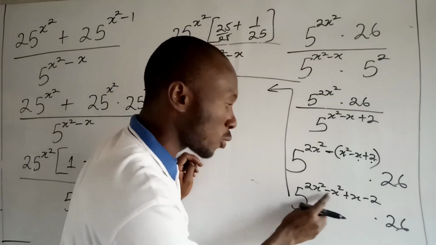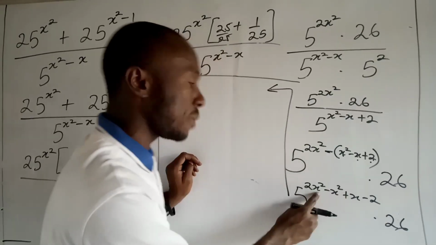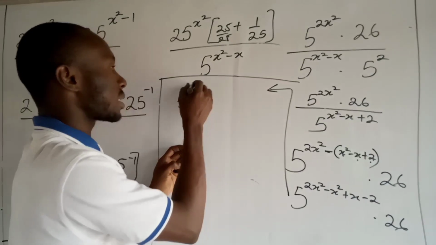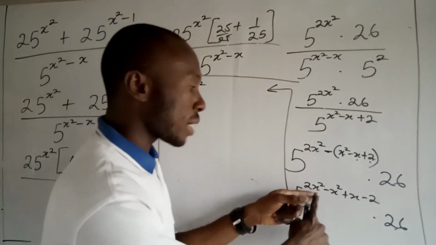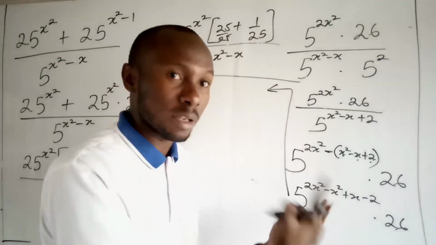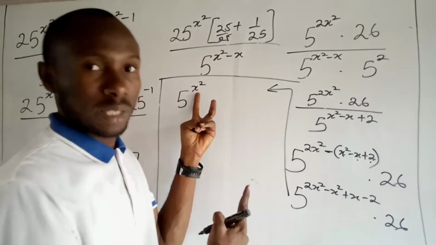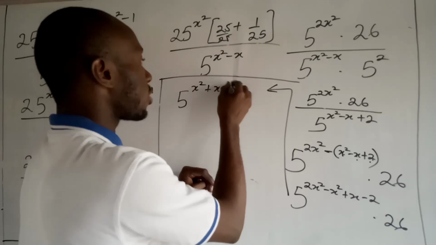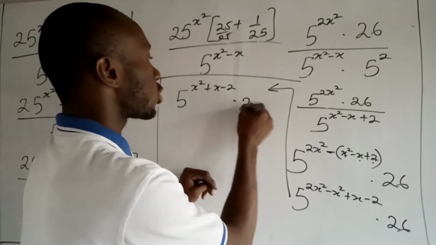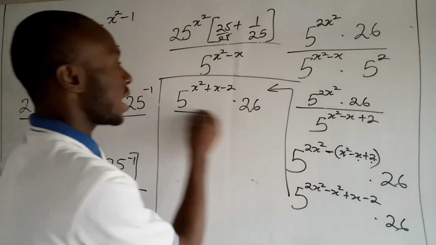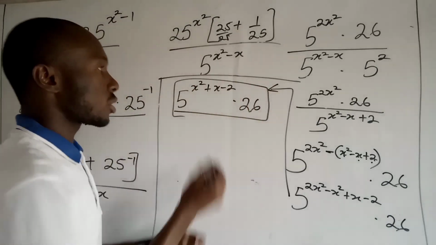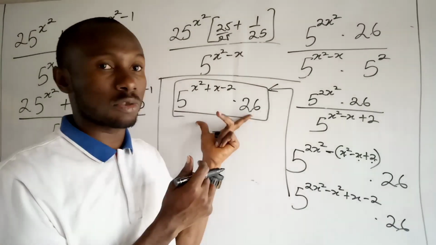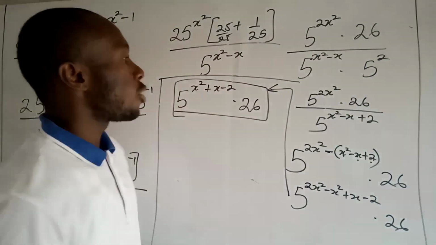So now we have 2x squared minus x squared. This is just like 2x squared minus 1x squared. It's going to give me 1x squared. So I have only 1x squared, same as x squared. Okay, so 2x squared minus 1x squared is going to give me x squared. Then plus x minus 2, then times 26. Yes, this is the final answer to the question. This is the simplest way we can evaluate that expression. Okay, so that is where we can stop here.